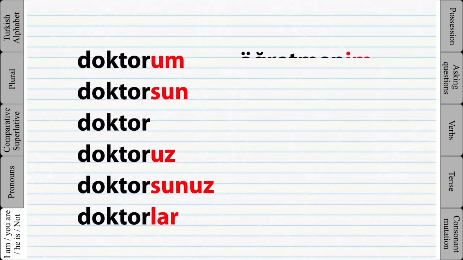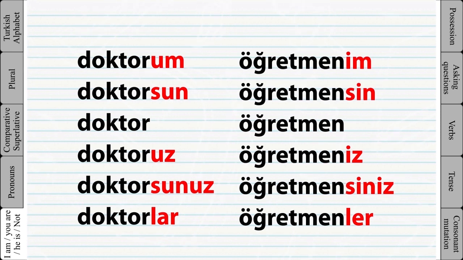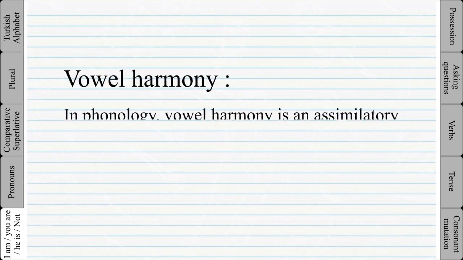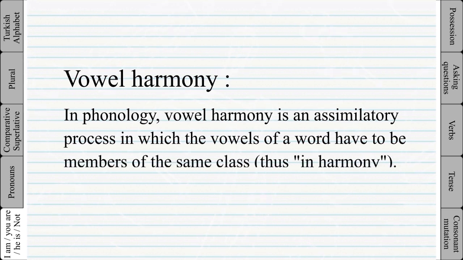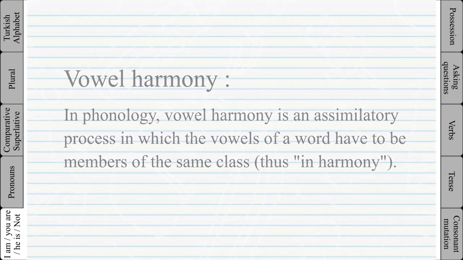Let's look at another example. Notice how the vowel changed. The reason we use a different vowel is because there is something in Turkish called vowel harmony. Vowel harmony in phonology is an assimilatory process in which the vowels of a word have to be members of the same class, thus in harmony. The rules are like this.